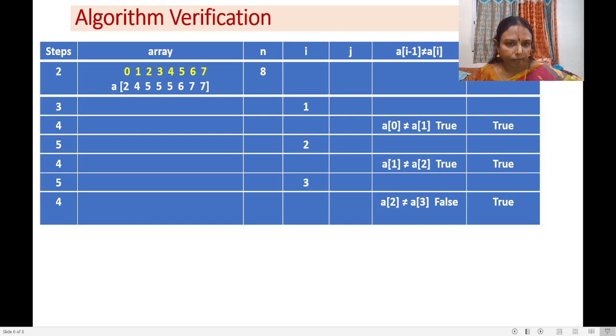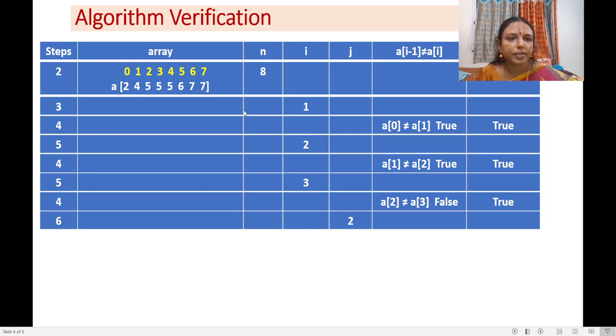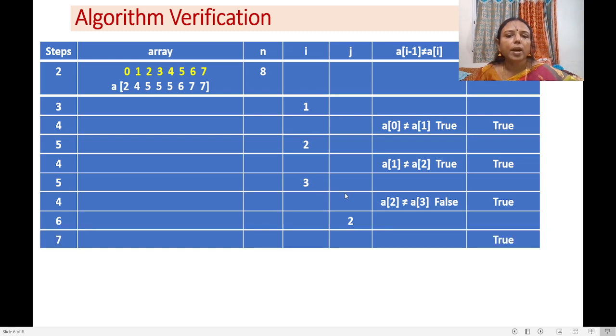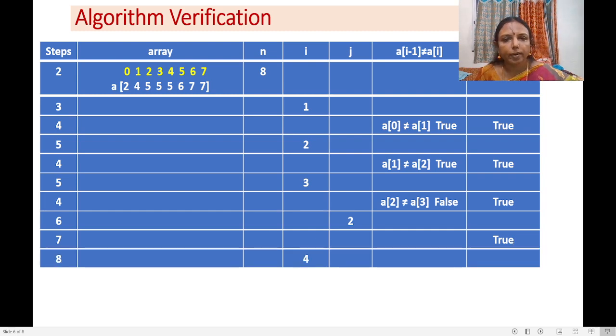False means I have to set my j. So this is the first duplicate I found, and I will set my j to 2 because till there we have unique elements. That is what the indication is. So j is set to 2. How do I set my j? j is nothing but your i minus 1. Next, I will check whether i is less than n minus 1. Then I will increment my i, and go on with the successive pair comparisons.